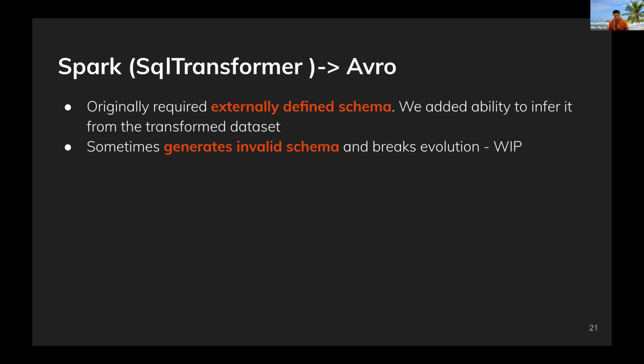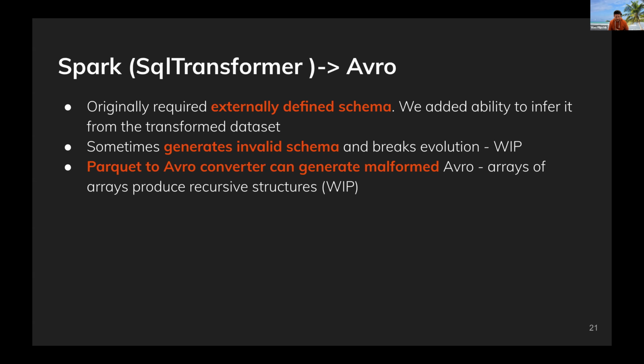Sometimes the Spark library generates invalid schemas and breaks evolution. It's a work in progress to fix it, and it's a deeper problem, right? It's not just a Hudi problem, it's a Spark problem. Parquet to Avro converter can also generate malformed Avro during the read, like arrays of arrays, for example, which produce recursive structures because naming is broken in Avro, and Spark just breaks. It looks like it's fixed in Parquet 1.11.1, but that is also work in progress. We fixed it internally and are trying to contribute it back.